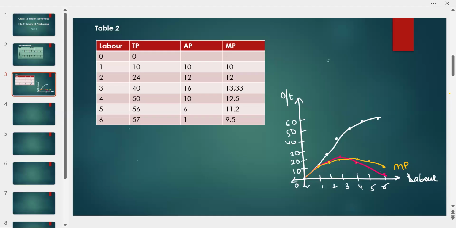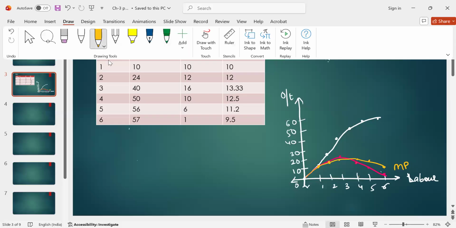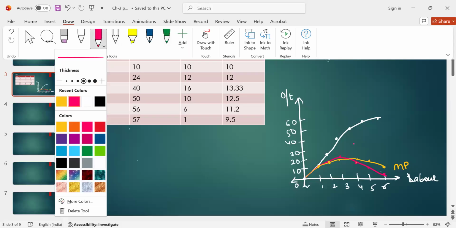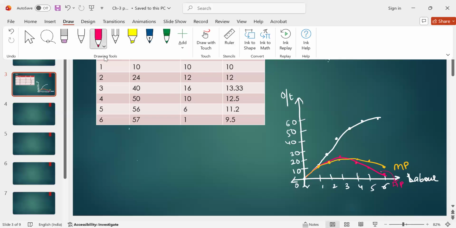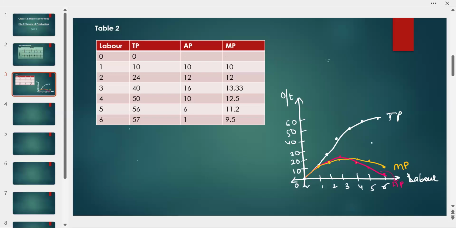All right. Now I'll change once again to red and mention this as AP. This line denotes AP. And let's come back to our original. This is TP. So as you can see how this TP graph looks: this is total product, this is marginal product, this is average product.